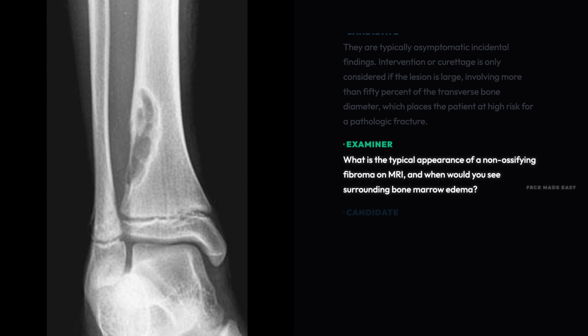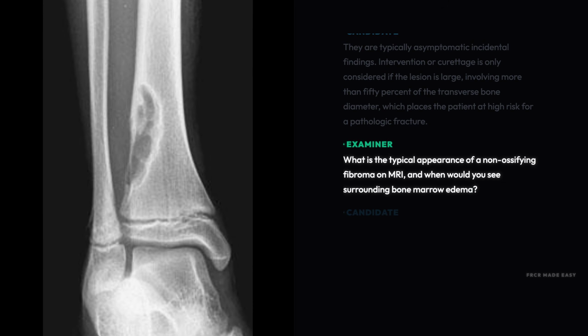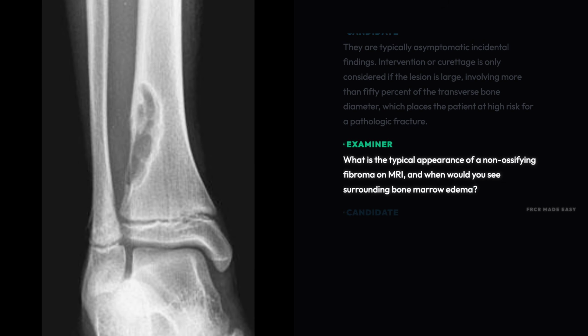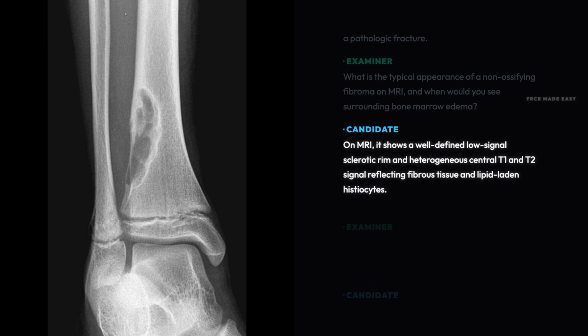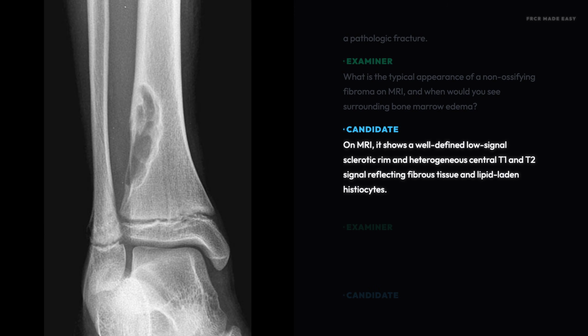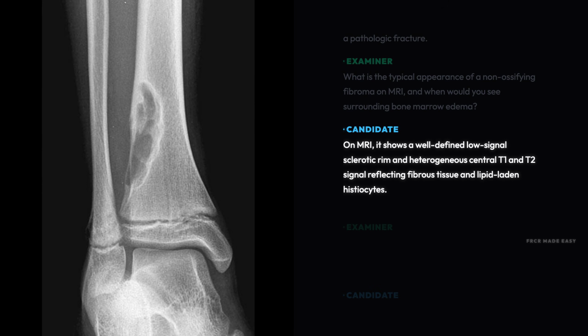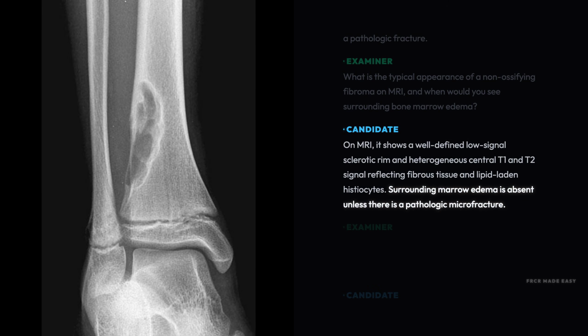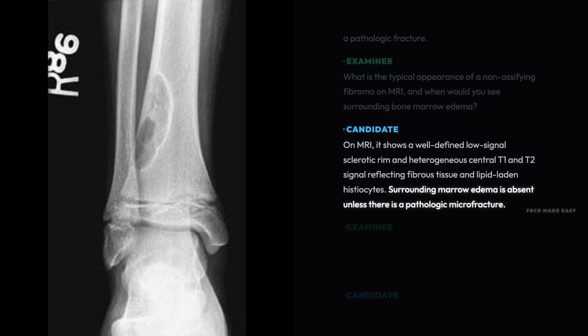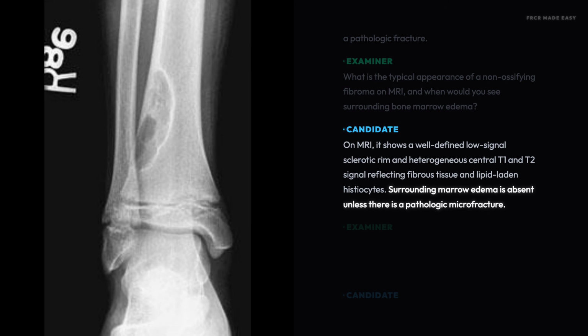What is the typical appearance of a non-ossifying fibroma on magnetic resonance imaging? And when would you see surrounding bone marrow edema? On magnetic resonance imaging, it shows a well-defined low-signal sclerotic rim and heterogeneous central T1 and T2 signal reflecting fibrous tissue and lipid-laden histiocytes. Surrounding marrow edema is absent unless there is a pathologic microfracture.